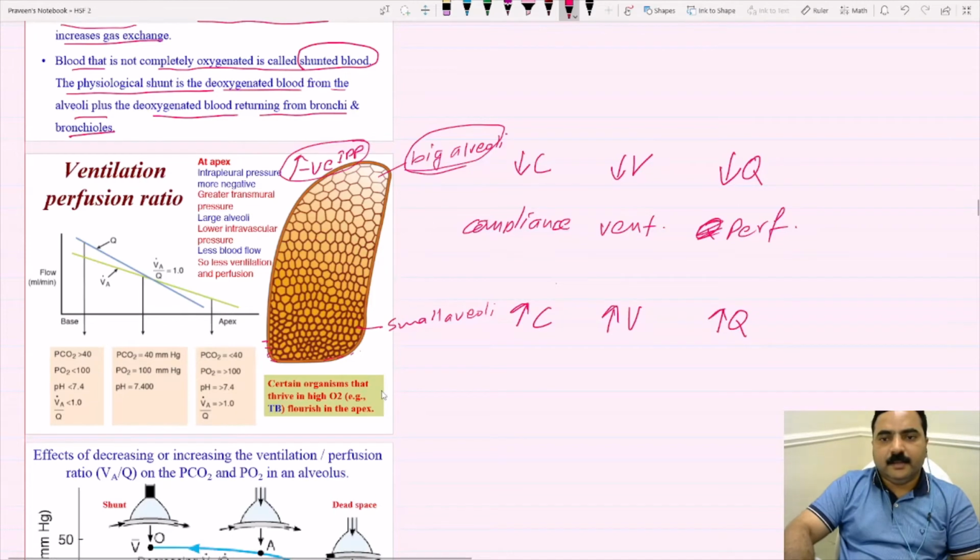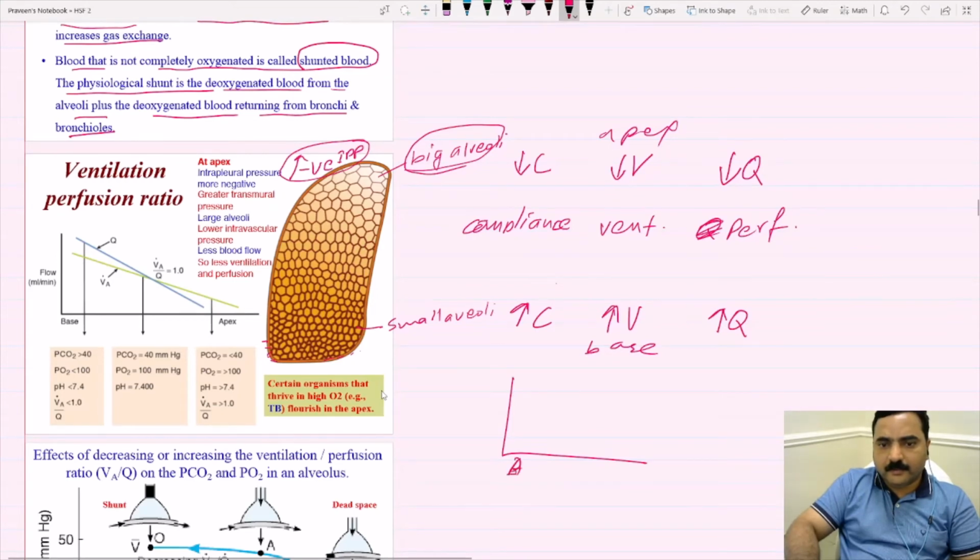From the apex to the base, this is in the apex and this is in the base of the lung. If you see, this is decreasing and decreasing, and this is increasing and increasing. Say this is the base of the lung, and this is the apex of the lung. The base has more ventilation. If I draw the ventilation line, it will be like this. The base has more ventilation than the apex.